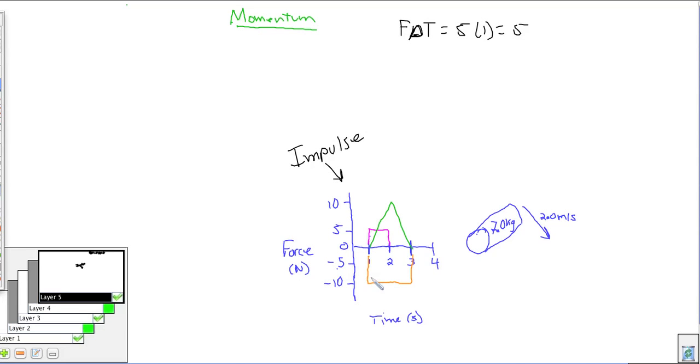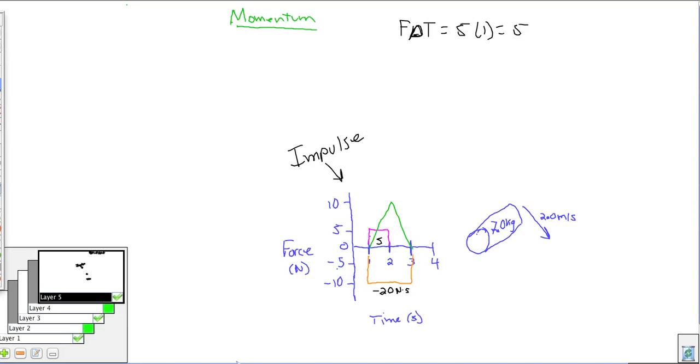Let's look at this orange one right here. We have a force of -10. So this is a force in the opposite direction to which the cylinder is moving. So we have -10 applied over 2 seconds. So -10 times 2 is going to give us an impulse here of -20 Newton seconds. And we already said that the pink one is 5, right?